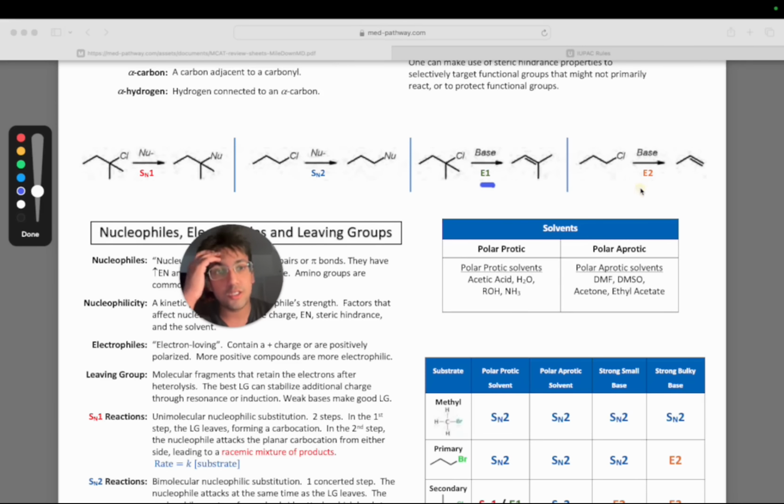Now we have elimination, E1 and E2. In both of those, we're going to get rid of this, and it's called the leaving group. So in both of these, the leaving group is going to leave. And same thing, it depends on whether it happens in 1 step or 2 steps, and that's kind of how you determine if it's E1 or E2. All right.